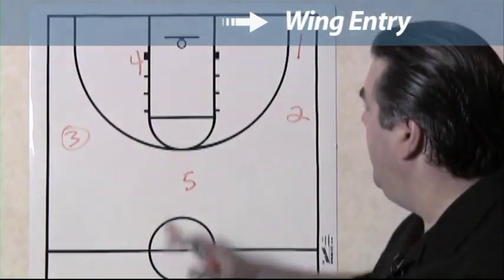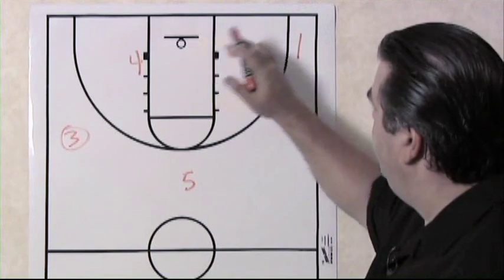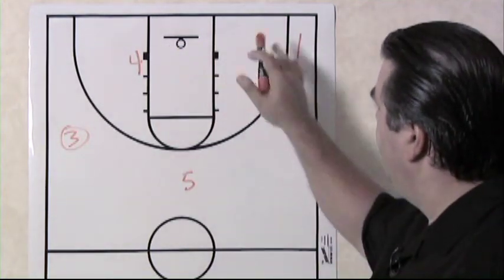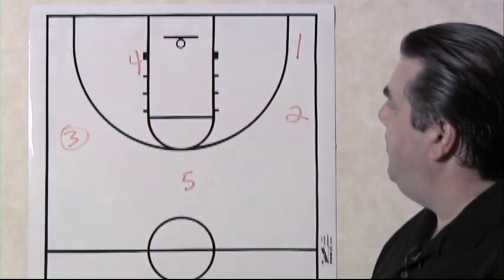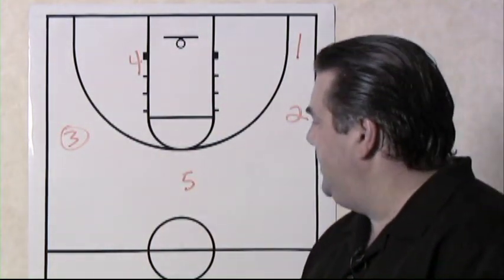Let's continue our wing entry now. We see 1 had cut to the basket for the lob off the back screen from 5. He did not get the ball, cut to the corner. 4 did not receive the pass on the over-the-top lob from 3. Now 5 is screened and stepped out.